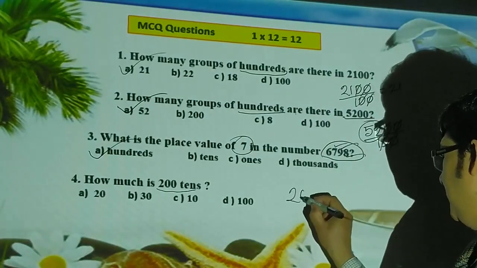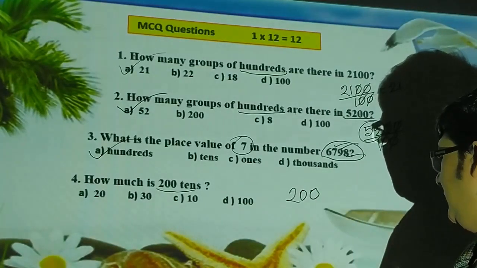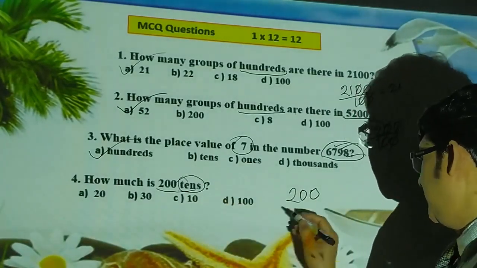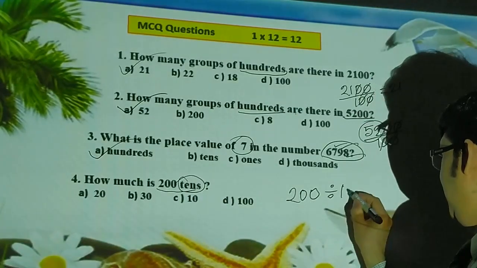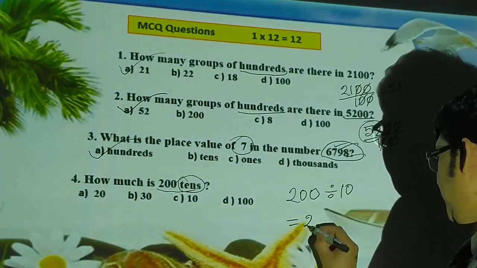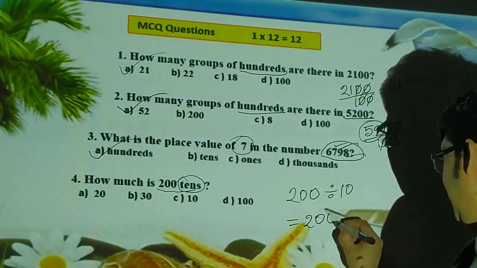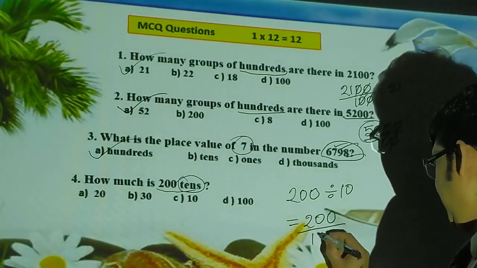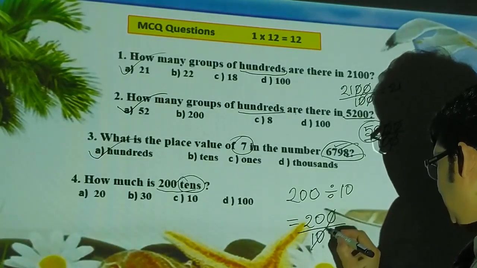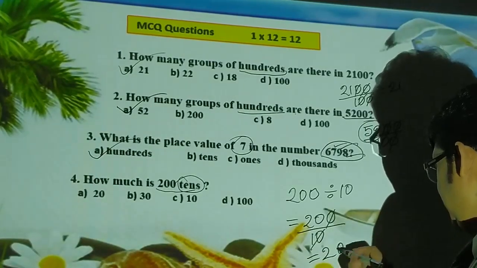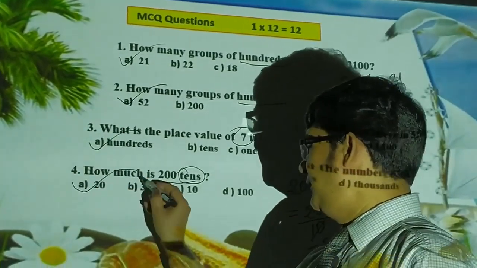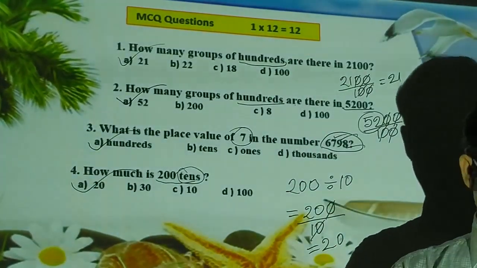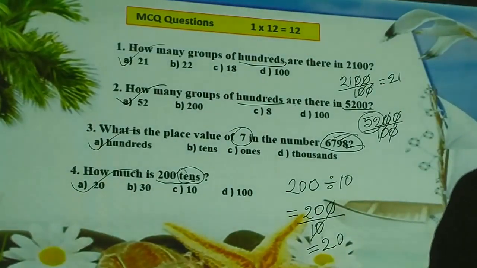How much is 200 tens? So my dear students, you write here 200. How many here? Tens. Divided by 10. So it will be 20, right? You see, this one 200 by 10. So 0 and 0 cut. So it will be 20. So our answer will be 20. Okay, my students. Let's go next.